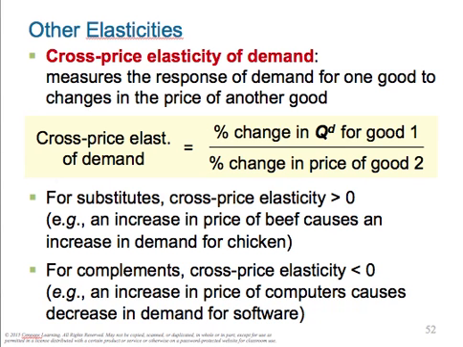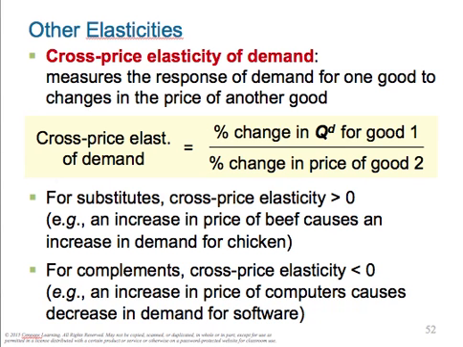For complements, the cross-price elasticity is less than 0. Example, if an increase in the price of computers causes a decrease in the demand for software. So if people are buying fewer computers, they're going to want less software as well. So cross-price elasticity is less than 0.